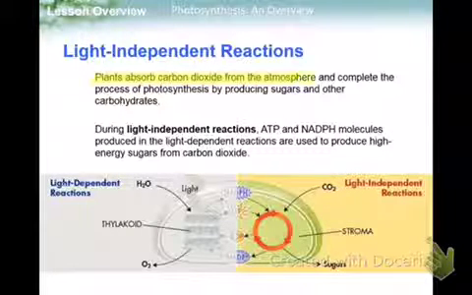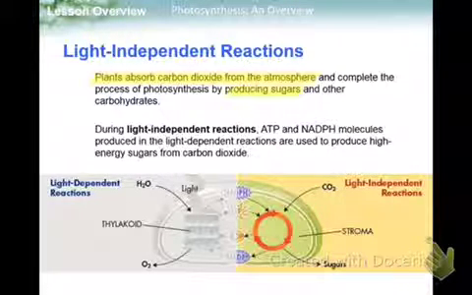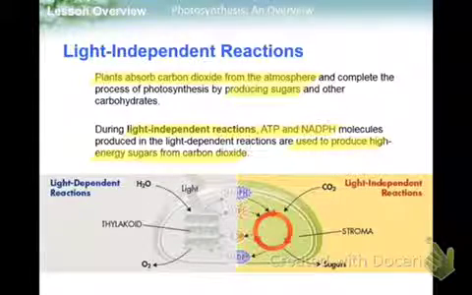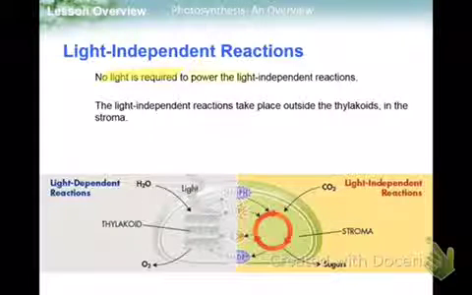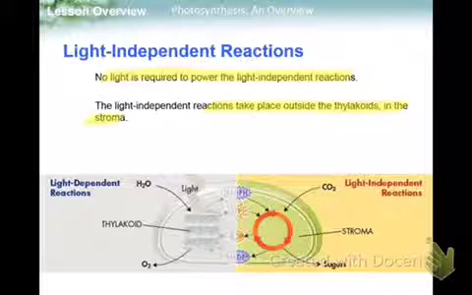Plants absorb carbon dioxide from the atmosphere, and it's used in the second part of photosynthesis to produce sugars and other carbohydrates. So during the light-independent reactions, those molecules that were produced in the light-dependent reactions, ATP and NADPH, are used to produce glucose. No light is required to power the light-independent reactions, so this can happen at night. Takes place outside the thylakoids in the stroma, in the surrounding space.